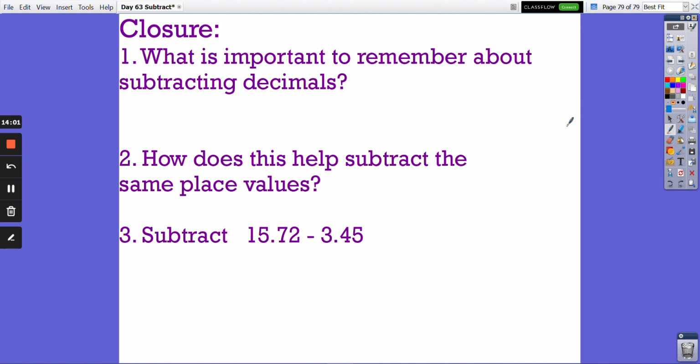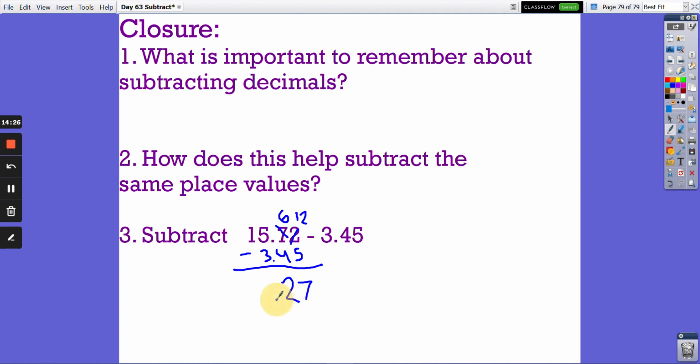All right, last problem. On your whiteboard, go ahead and subtract 15 and 72 hundredths minus 3 and 45 hundredths. Pause the video. Line up that decimal. 2 minus 5, we can't do that, so this 7 becomes a 6. This 2 became a 12. 12 minus 5 is 7. 6 minus 4 is 2.